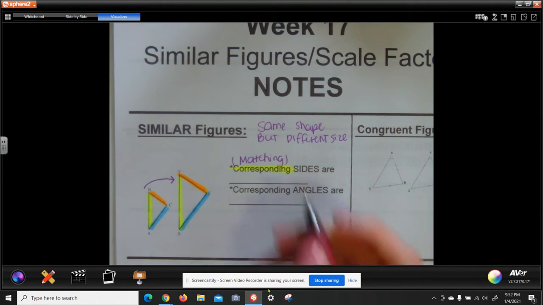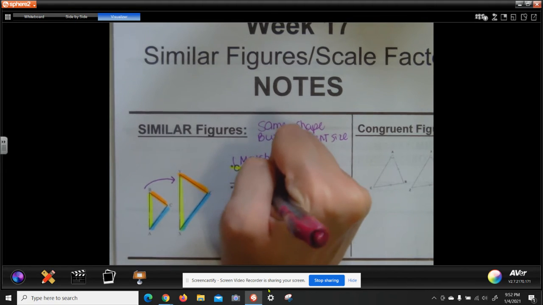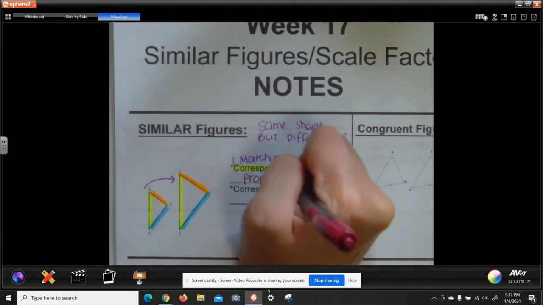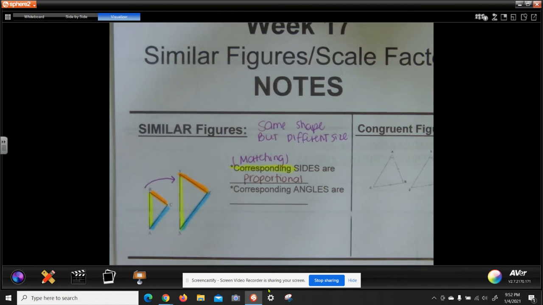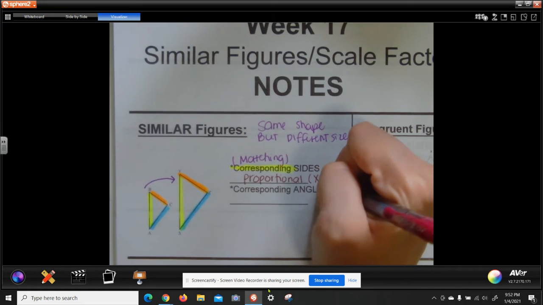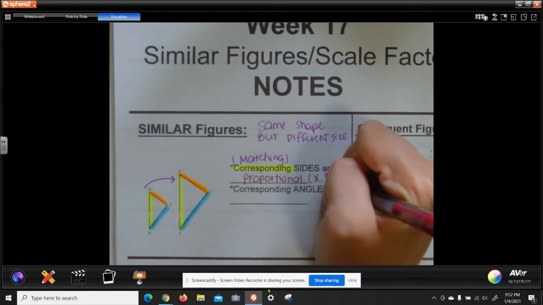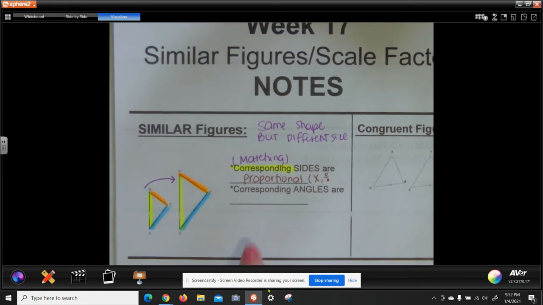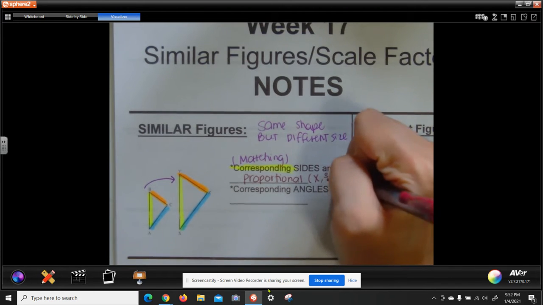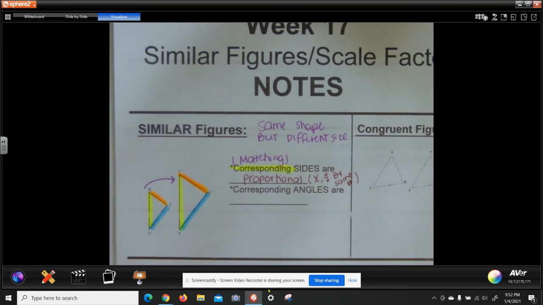Now we say that corresponding sides are proportional. The word proportional comes from the word proportion. And when you write a proportion, think about it, we use multiplication and division. So it means that you multiply or divide by the same number. Okay?